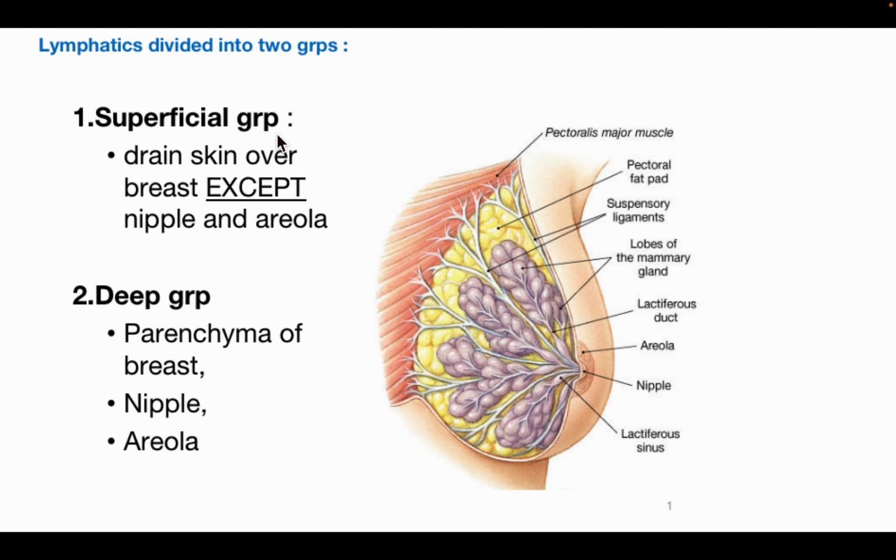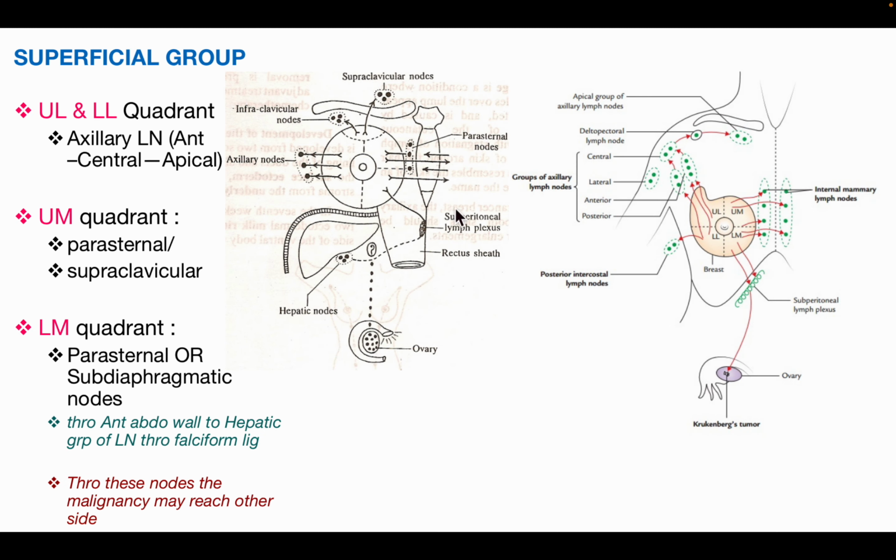The superficial group of lymphatics drains the skin over the breast except the nipple and areolar area. So it is not draining the nipple and areolar area. There is a deep group. So the deep group is draining the parenchyma of the breast, nipple and areolar area. We can see from this diagram, right?